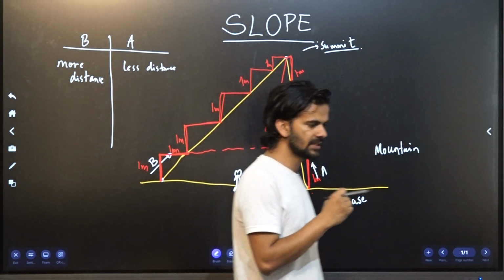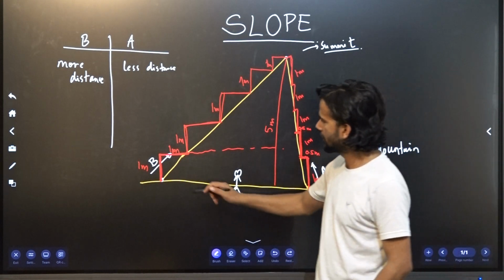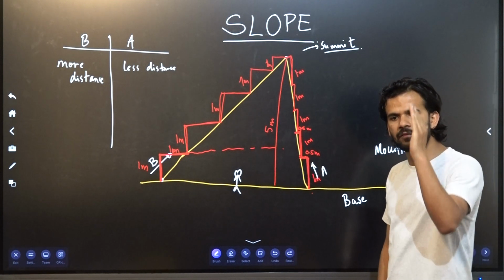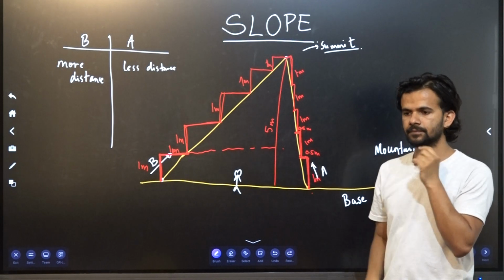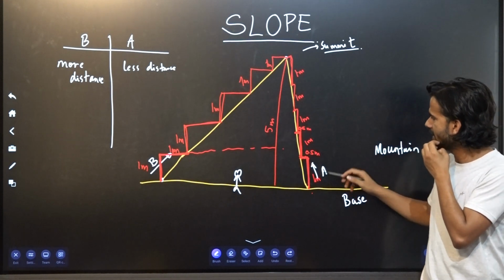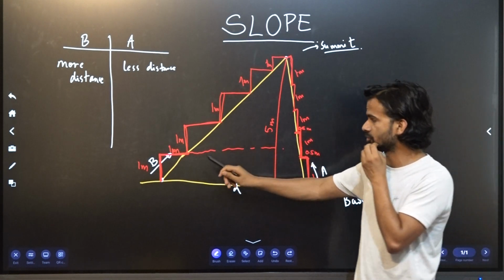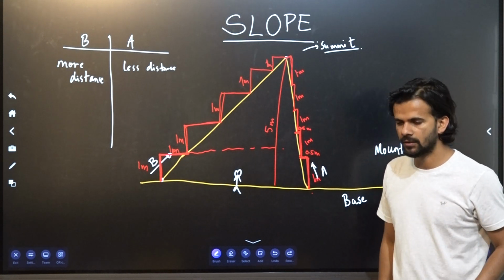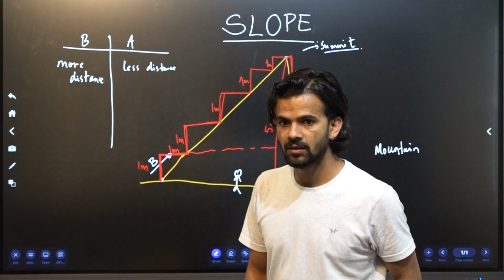So the difference between these two paths is that when you walk along path B, even though you are covering the same vertical distance, you are covering a lot of horizontal distance. But here, when you cover the same amount of vertical distance, you are not covering as much horizontal distance as here. That means when you walk, you have to walk like this. You cannot walk like this, right?